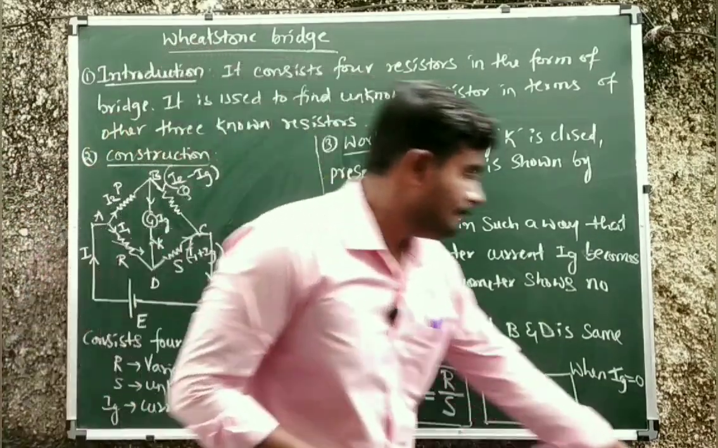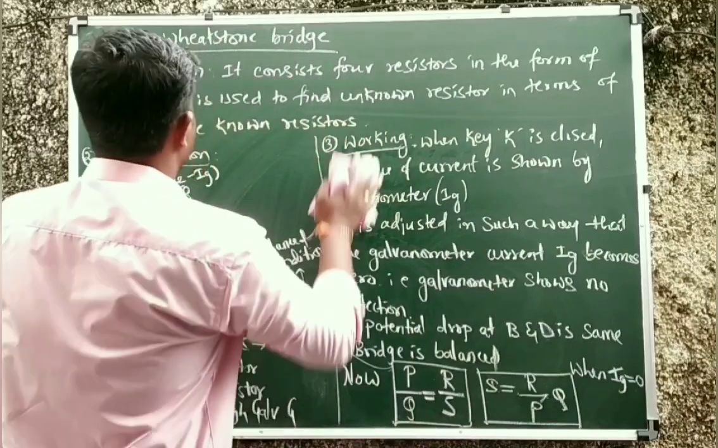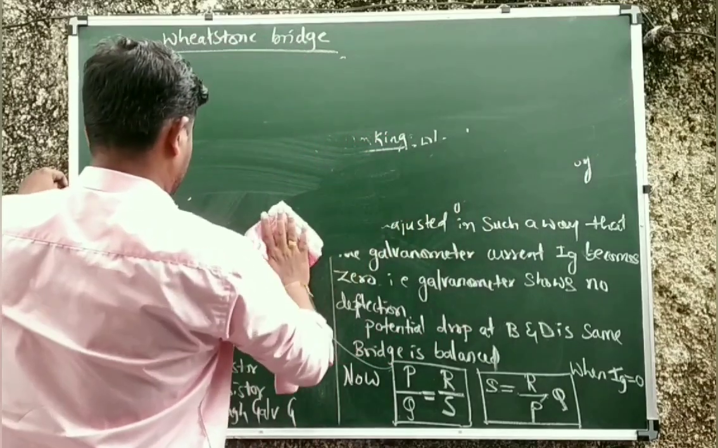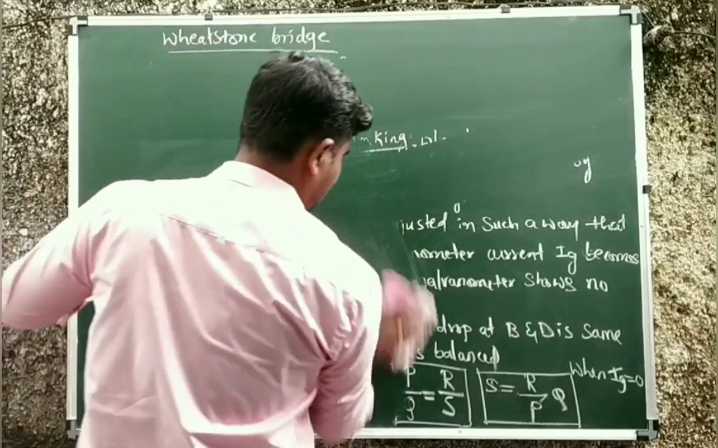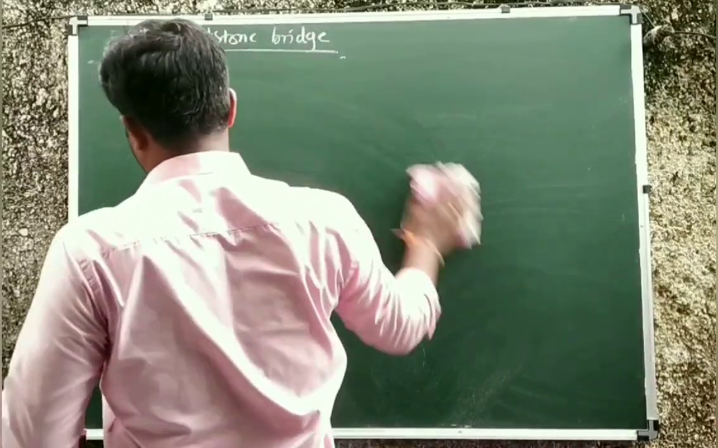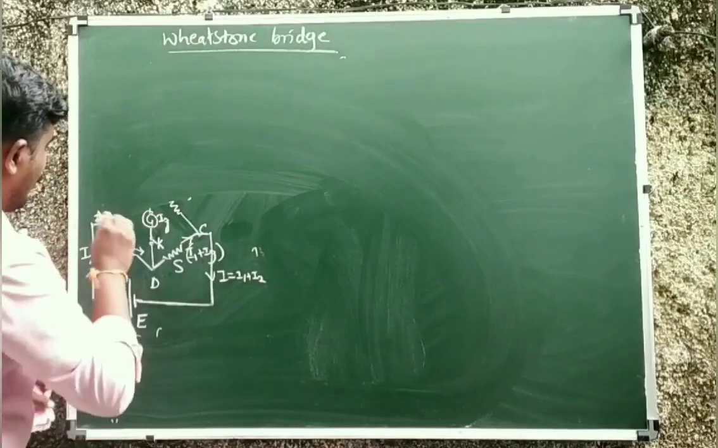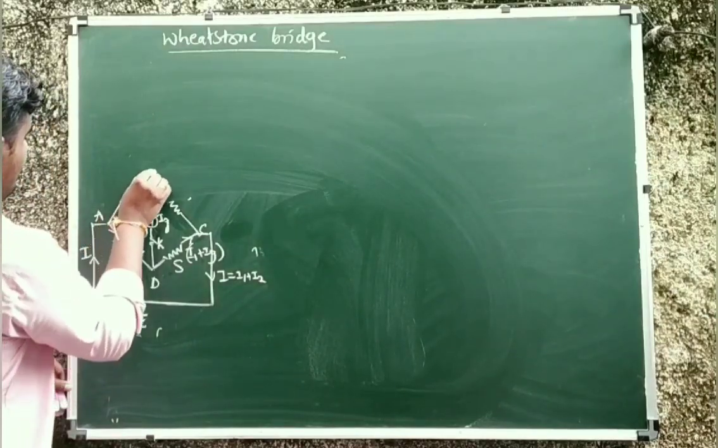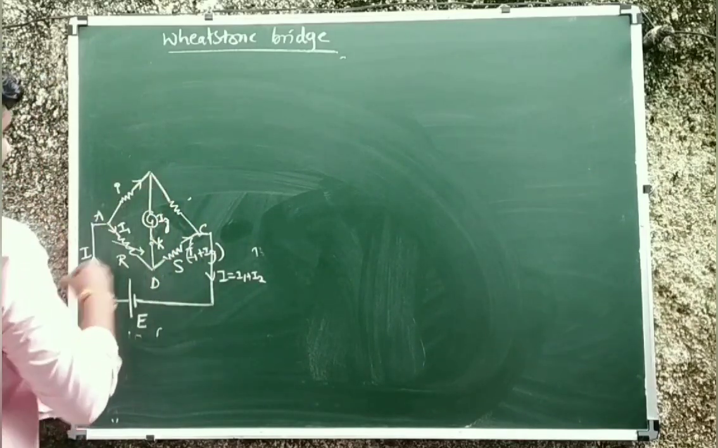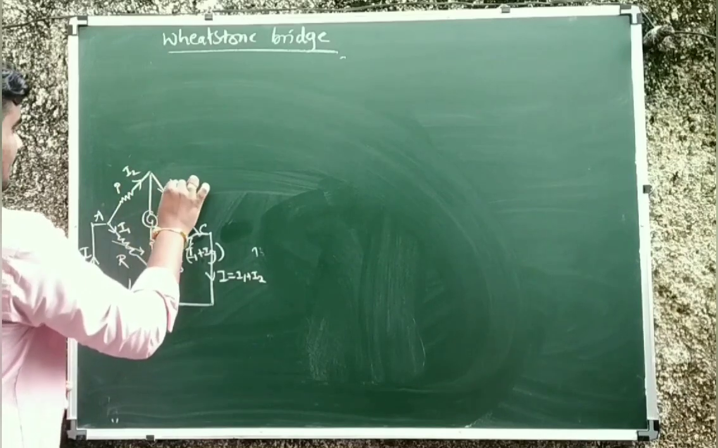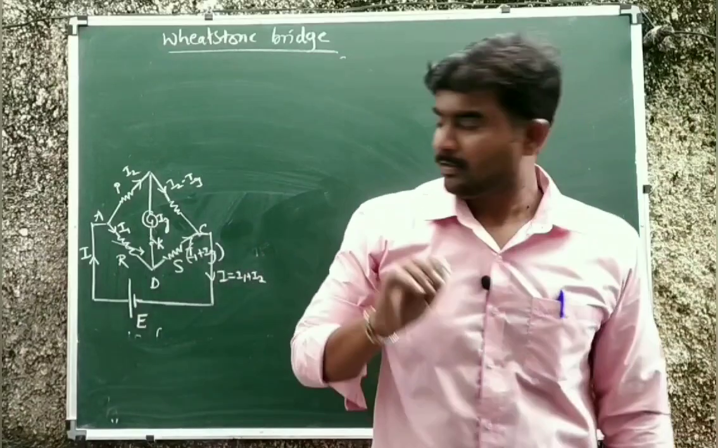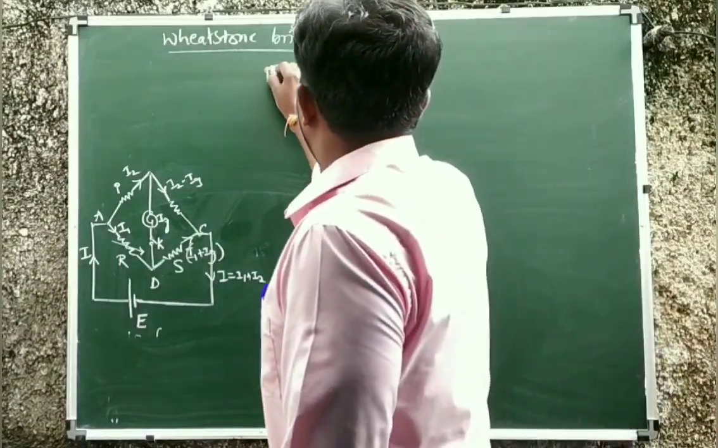Okay, next point, the fourth point, is the proof. This is P, and this current is how much? I2, and this current is I2 minus Ig.